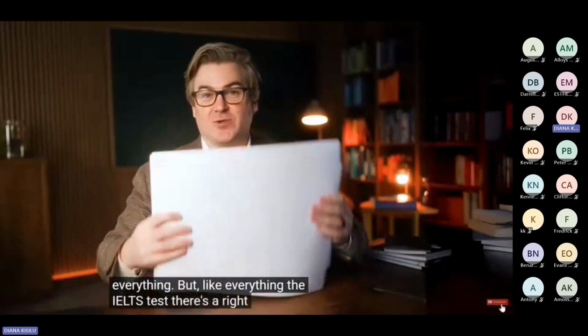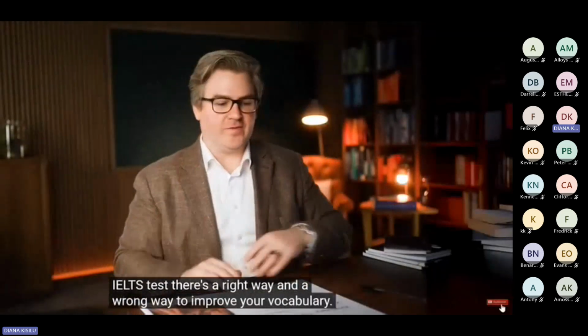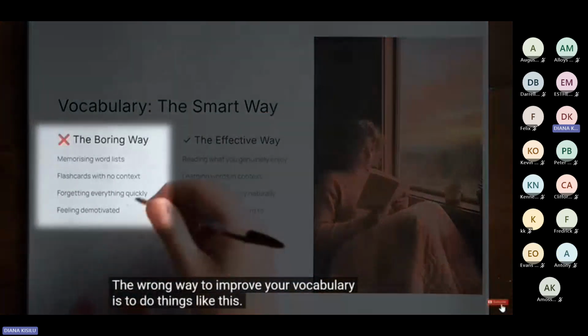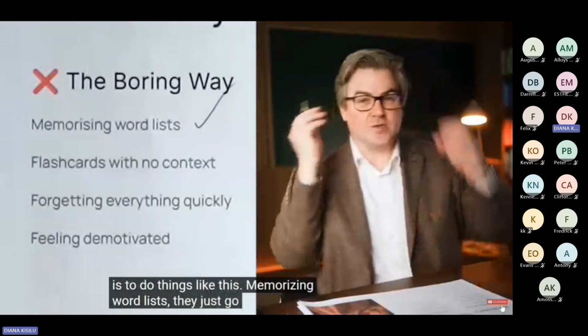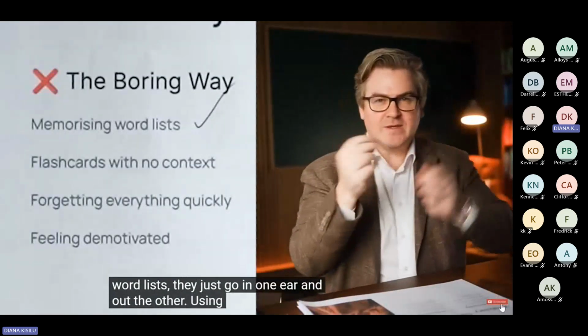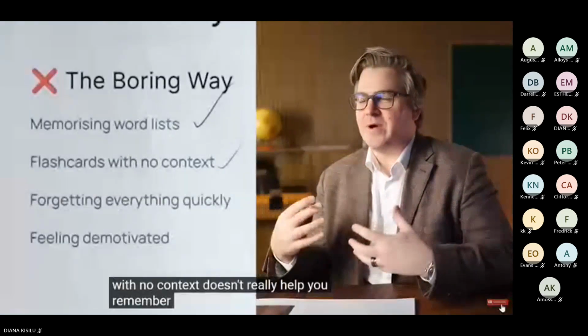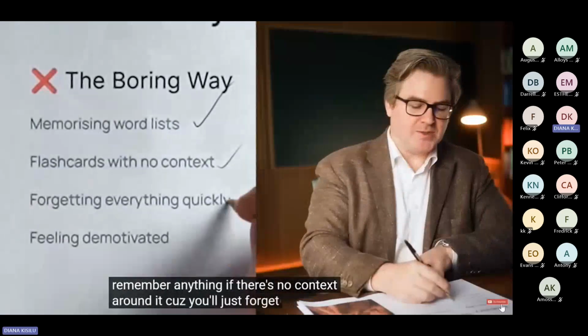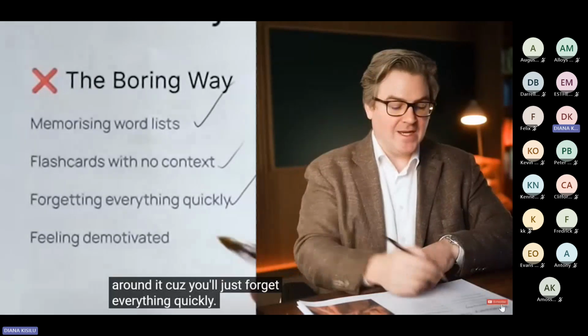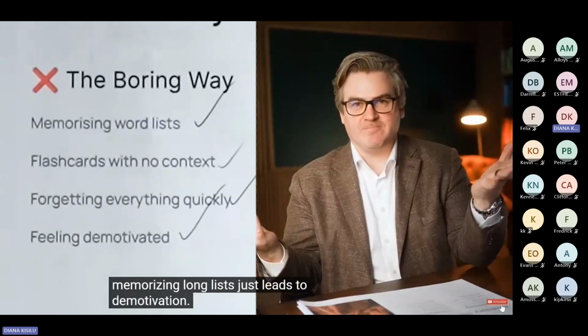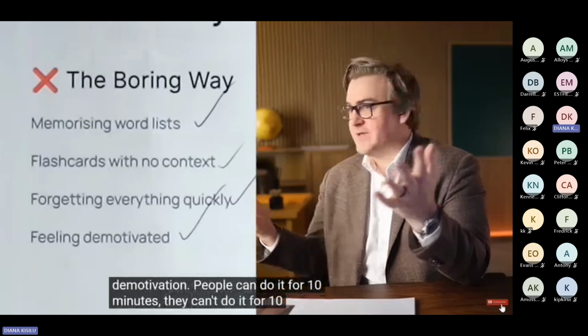But like everything in the IELTS test, there's a right way and a wrong way to improve your vocabulary. The wrong way to improve your vocabulary is to do things like this. Memorizing word lists, they just go in one ear and out the other. Using flashcards with no context doesn't really help you remember, because you'll just forget everything quickly, and flashcards and memorizing long lists just leads to demotivation. People can do it for 10 minutes, they can't do it for 10 weeks.